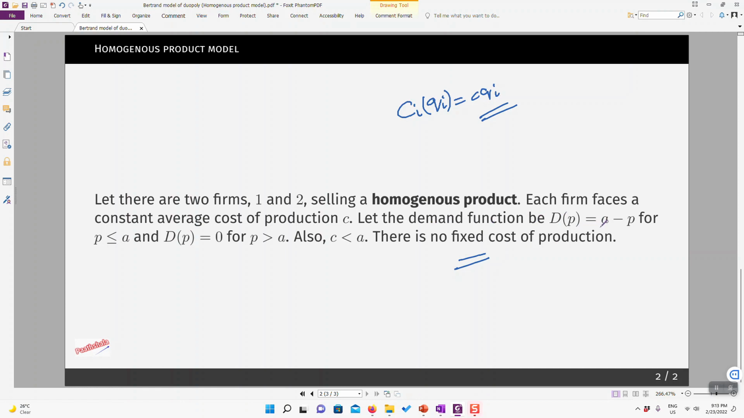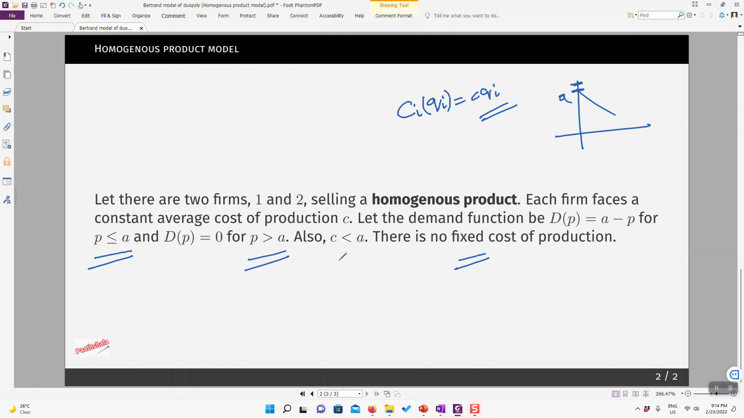Now the demand function is given as A minus P. A is the vertical intercept, and the slope is negative because the demand function slopes downward. The condition is that price should be less than or equal to A, because P equal to A is the choke price. Nobody is going to buy anything, and if P is greater than A, then forget about it. For P less than A, there will be positive demand, and demand will be 0 if P is greater than A. If my price is here, then nobody is going to buy.